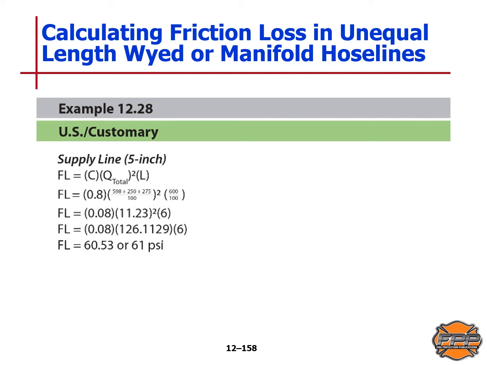So our next line is friction loss equals 0.08 times 11.23 squared times 6. We're just working out the math. So the friction loss is 0.08 times 126.1129 times 6. So our friction loss is 60.53, or 61 psi.